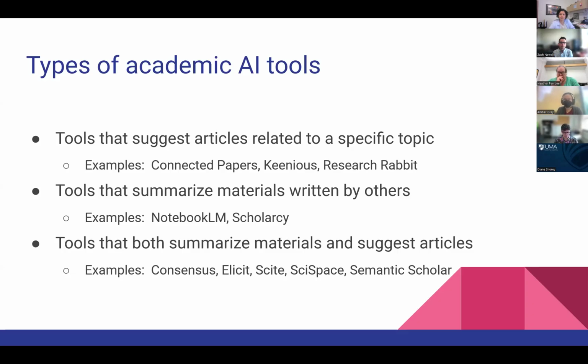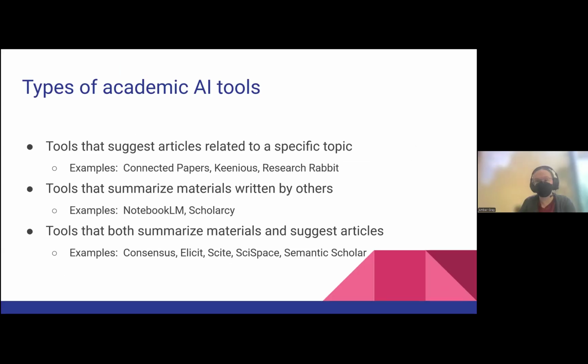Tools that summarize materials written by others. So these, generally, you actually have to feed the information from the articles into these to get information out of it. Scholarcy provides you with note cards based on the article or information that you fed into it. NotebookLM generates an AI podcast. This got a lot of press a few months ago because it generates an AI podcast about the topic.